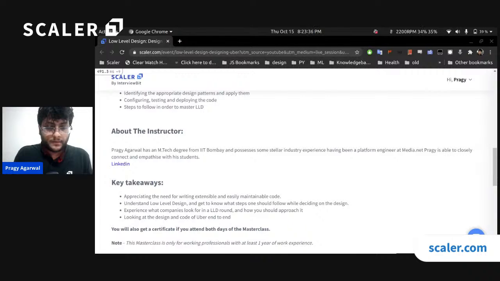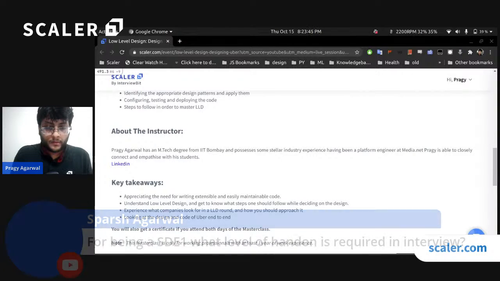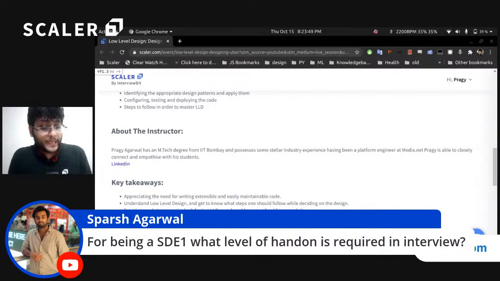Let us see if we have any other questions. For being an SD1, what level of hands-on is required in interviews? Well, Sparsh, that differs a lot from company to company. I remember back in 2018, I interviewed for Uber, right? And in the second interview of Uber, they had this low-level design round. They did not ask me a very difficult question of low-level design. It was a very basic round about just some object-oriented programming, right? I was asked to design something like a very simple tic-tac-toe game. However, that was right out of my master's degree. But even then, for an SD1 role, Uber definitely asks you to have a strong hold on object-oriented programming principles. And if you know design patterns, that is all the more helpful. So it depends on the company. Not all companies ask for low-level design for an SD1, but it is always helpful to know.